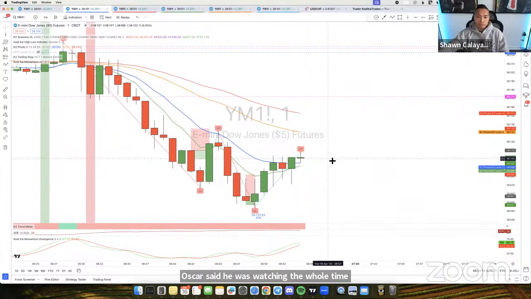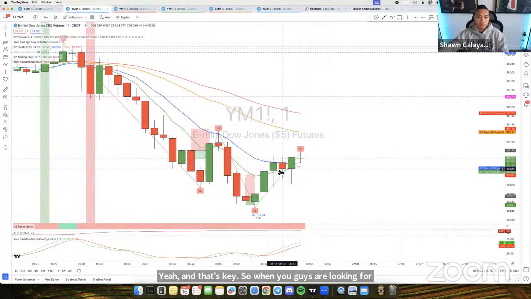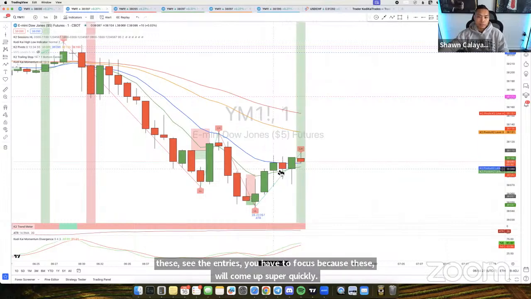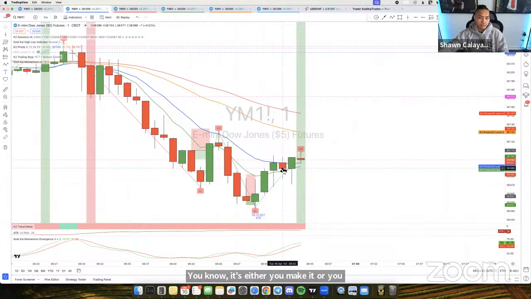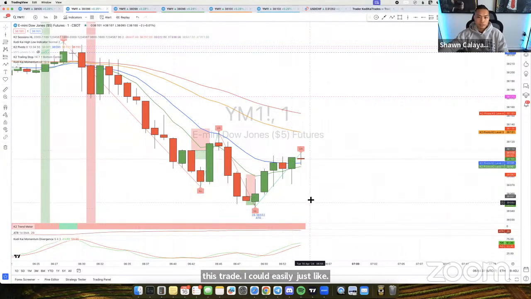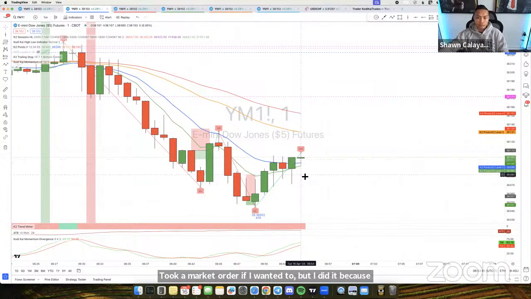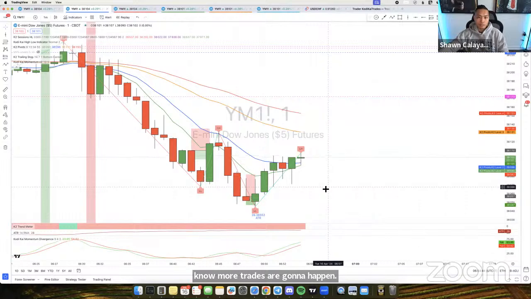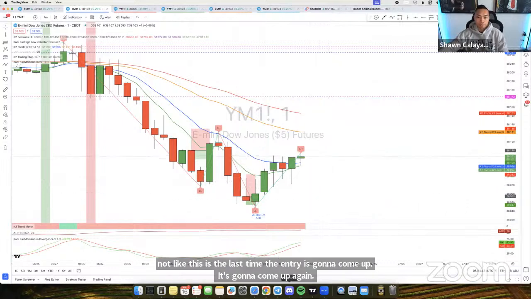Yeah, and that's key. So when you guys are looking for these CV entries, you have to focus because these entries will come up super quickly. It's either you make it or you don't. But if you don't make it, don't FOMO into the trade. For me, for example, I could have FOMO'd into this trade. I could have easily taken a market order if I wanted to, but I didn't because I know I missed the trade. And it's okay because more trades are going to happen. It's not like this is the last time the entry is going to come up. It's going to come up again. It's just a matter of time until it does, and a matter of when, not if.